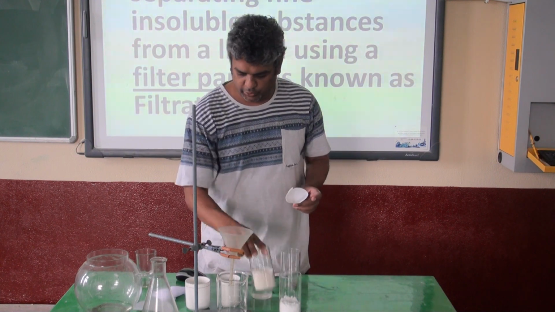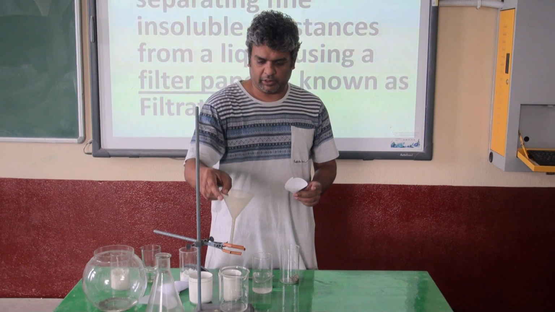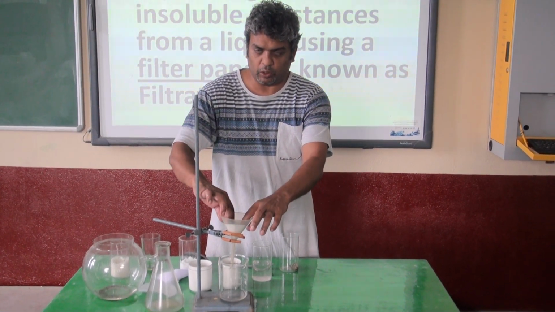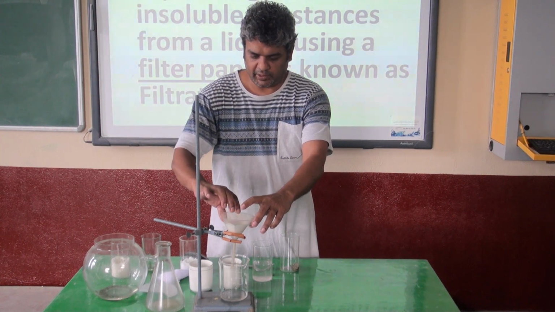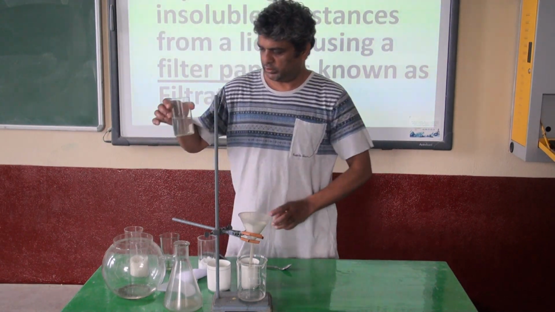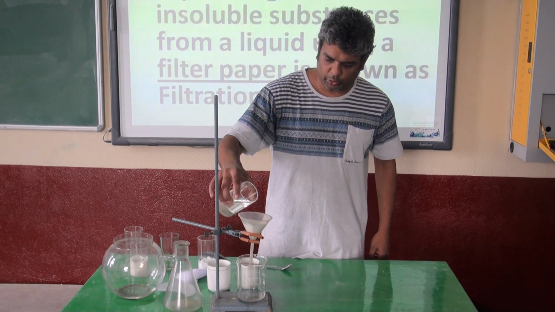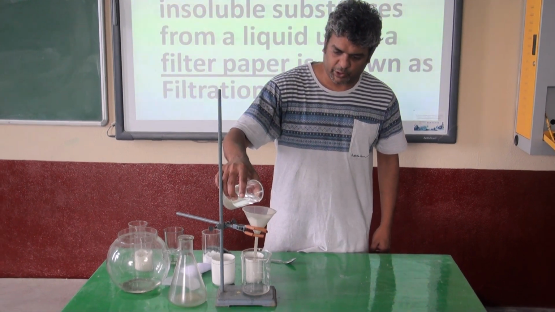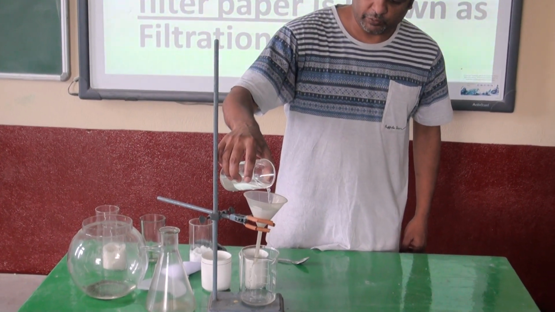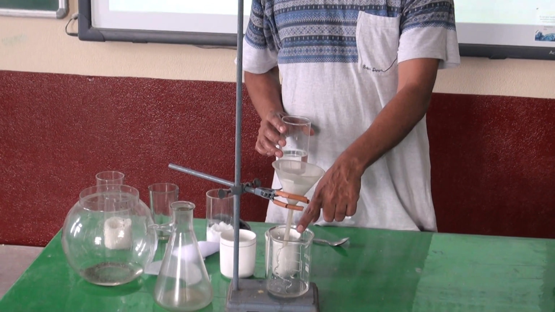This cone I will use in a funnel. Okay, I place it inside the funnel. See that the paper sticks to the walls of the funnel, and then I use that same water where the fine particles are still there, and I pour it very slowly through the filter paper, just as you pour the tea through the strainer. You will find that very slowly the liquid comes out.